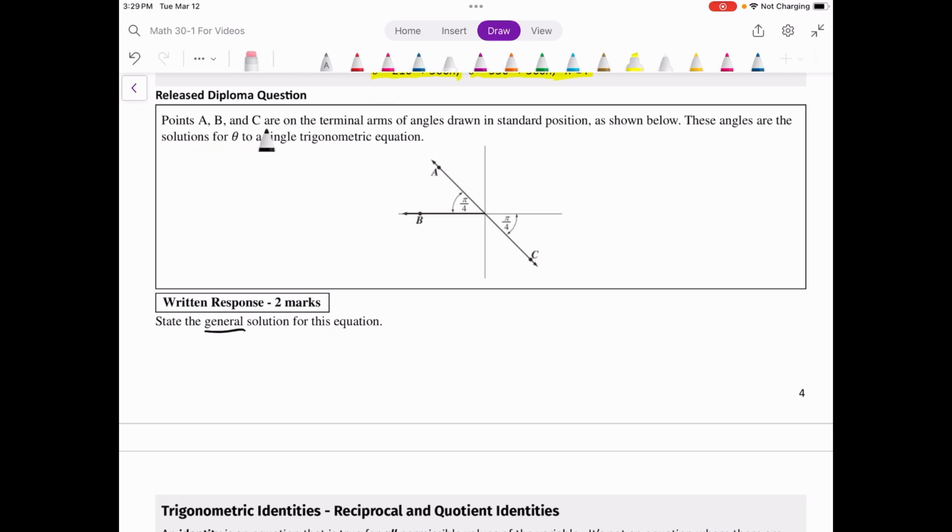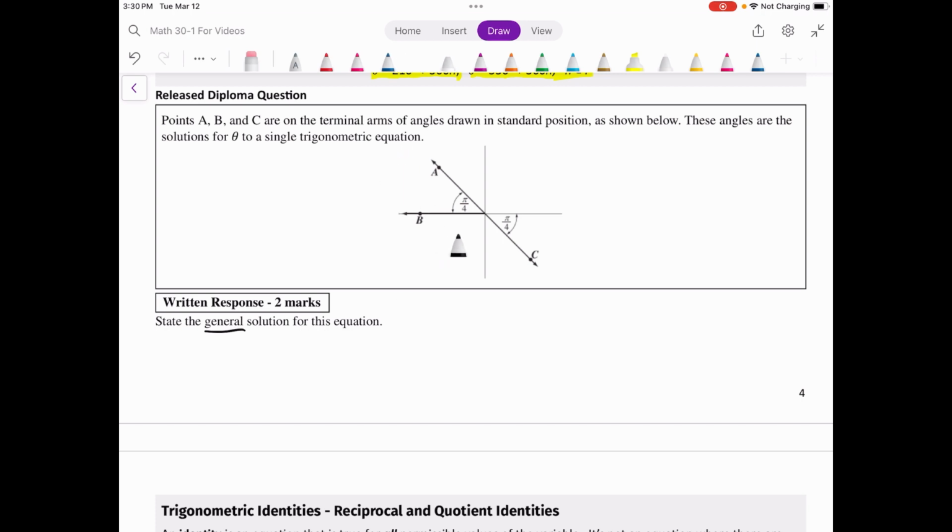Points A, B, and C are on the terminal arms of angles drawn in standard position as shown below. So there's a point A, a point B, and a point C, and we can see they're on the terminal arms of 3 different angles. These angles are the solutions for theta to a single trigonometric equation. So whatever the angles with terminal arms at A, B, and C are, they're just the solutions to some trig equation. They're not even telling us what the trig equation is.